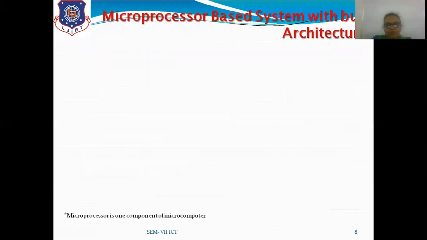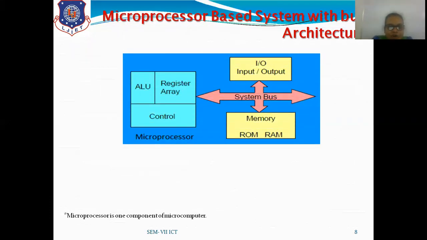Now, moving forward to the next topic, how a microprocessor-based system looks. The following diagram shows the microprocessor-based system, in which the microprocessor has three different elements, that is the ALU, register array and control unit, and it is connected with the IO device and memory with the help of the system bus. Now, we will see each function in detail.